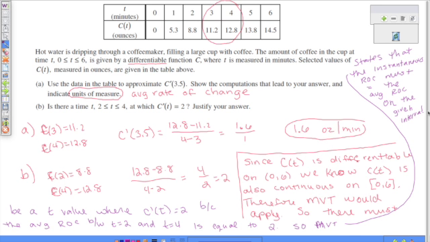So let's read my sentence one more time. Since C of t is differentiable on the open interval 0 to 6, we know that C of t is also continuous on the closed interval 0 to 6. Therefore, MVT would apply, so there must be a t value where C prime of t is equal to 2, because the average rate of change between t equals 2 and t equals 4 is equal to 2. So MVT states that the instantaneous rate of change must equal the average rate of change on the given interval. What a beautiful statement there.